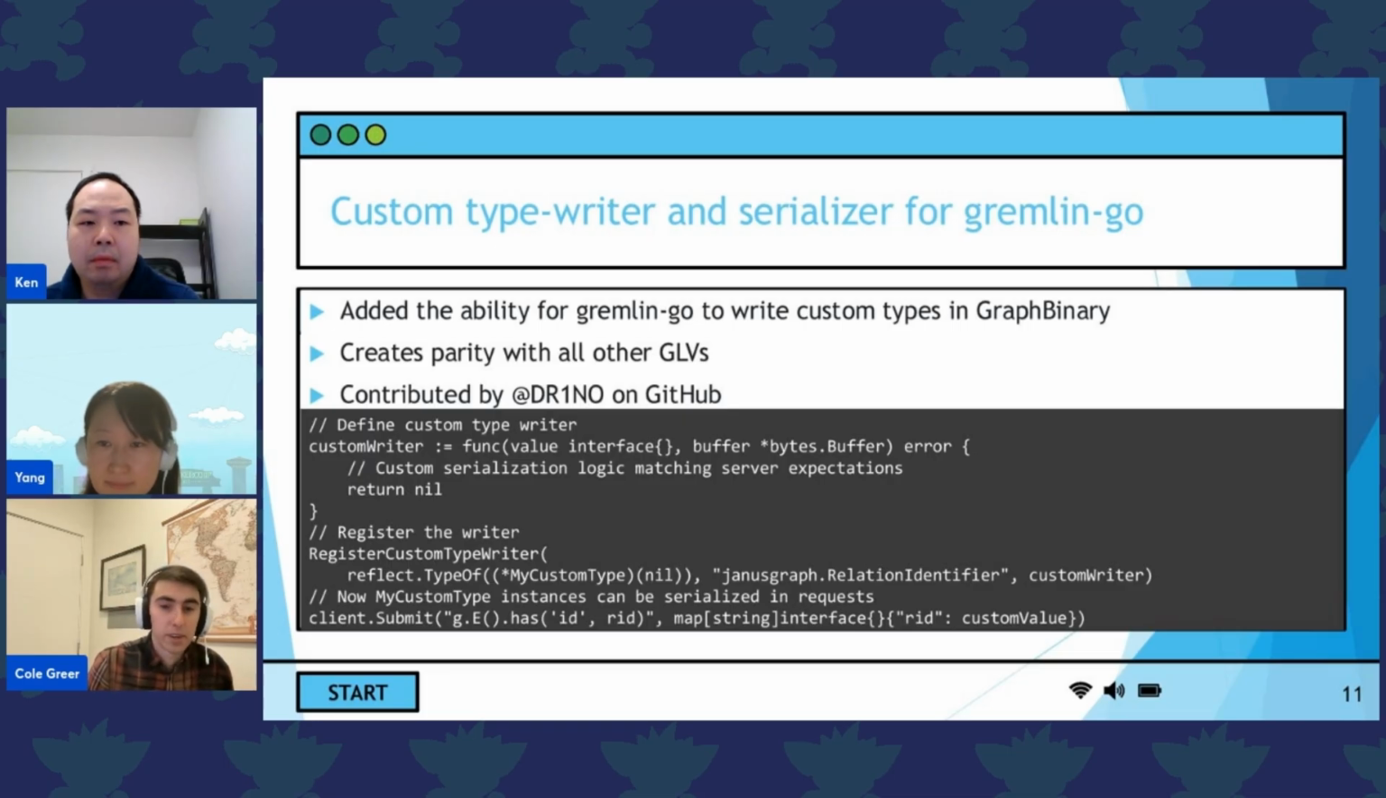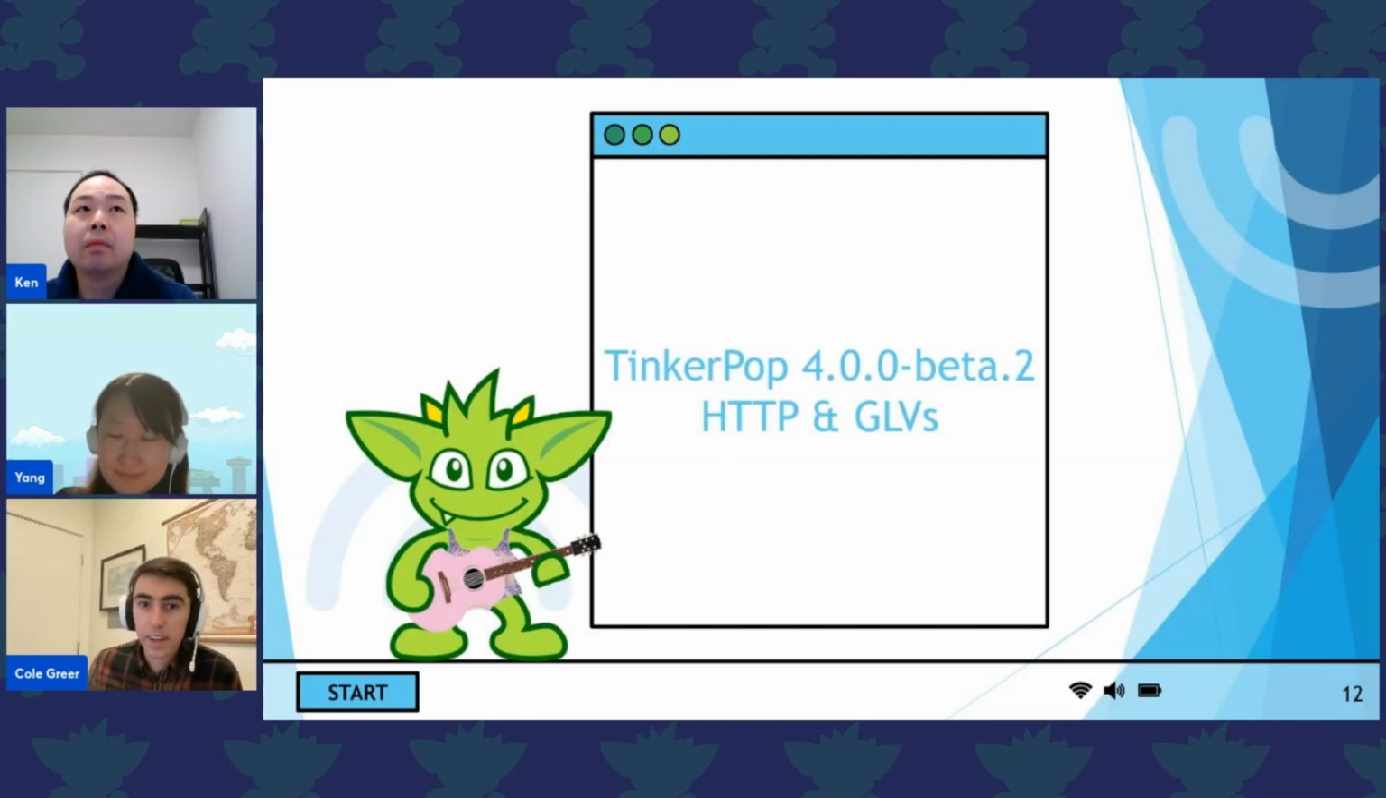So this just creates parity with all of our other drivers, and this was contributed by Drino on GitHub. So Drino's now submitted a couple of PRs to give some serialization improvements in Go. So it's great to see. It's really appreciated. So thank you. And with that, I'll pass it back to Ken to talk about some of the 4 beta updates.